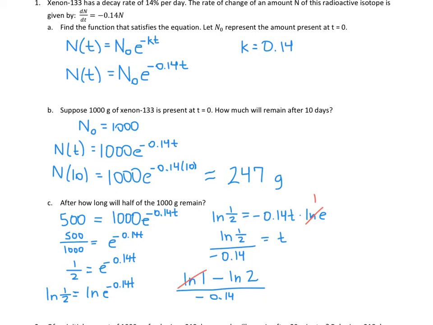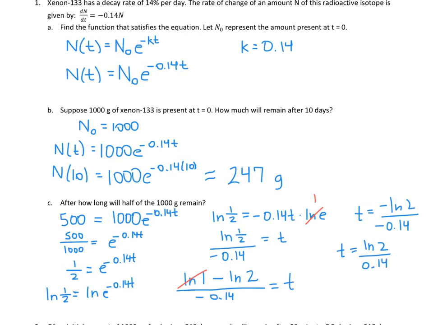So then what we have here is that t is equal to a negative natural log of 2 divided by a negative 0.14. Well, the negatives cancel, and we have that t is equal to natural log of 2 divided by 0.14.